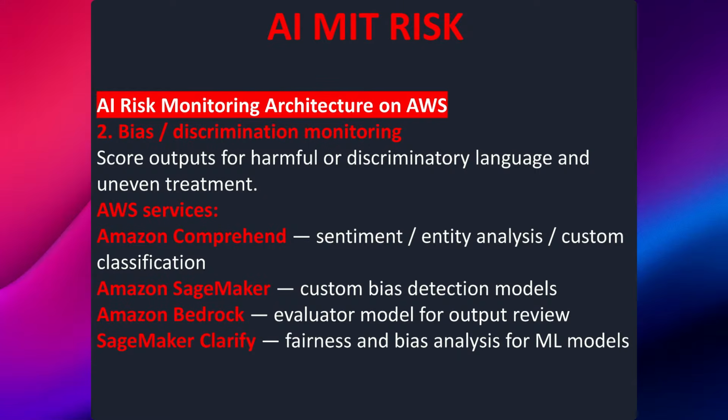Yeah, that's true. Let me knock these couple slides out. Like you were talking about the risk, we're trying to do bias and discrimination monitoring. Score output for harmful or discriminatory language or uneven treatment. These are AWS services for that. Comprehend for sentiment and entity analysis. SageMaker custom bias detection. Bedrock evaluator model for review. SageMaker Clarify for fairness and bias analysis from ML models.